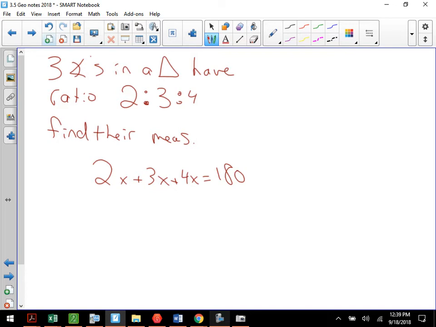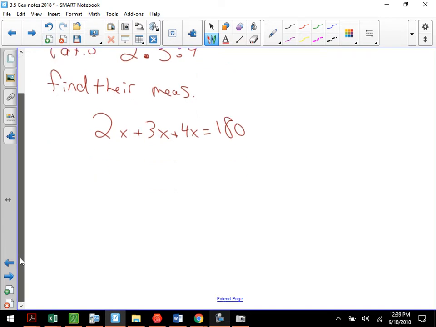Yes, ma'am, because we're talking about the 3 angles in a triangle. So what do 2x, 3x, and 4x add up to equal? 9x. Divide it out and you get 1.